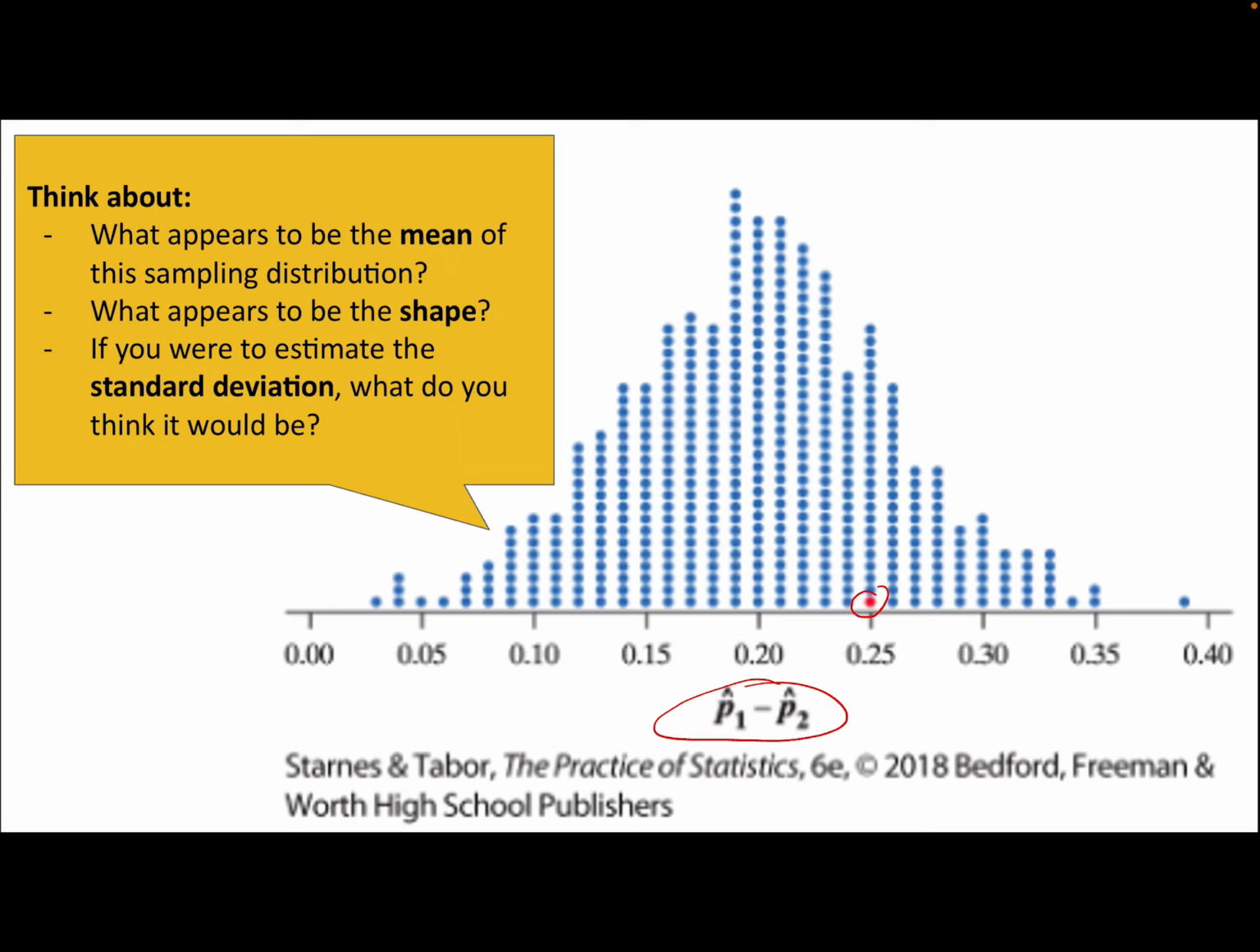So the mean, I would say, is probably close to the middle, somewhere in this range. So maybe around 0.2. Our shape appears to be pretty symmetric. It's not perfectly symmetric, but it definitely has that general symmetric shape. And so we would call this normal. It's a normal distribution, or roughly normal.